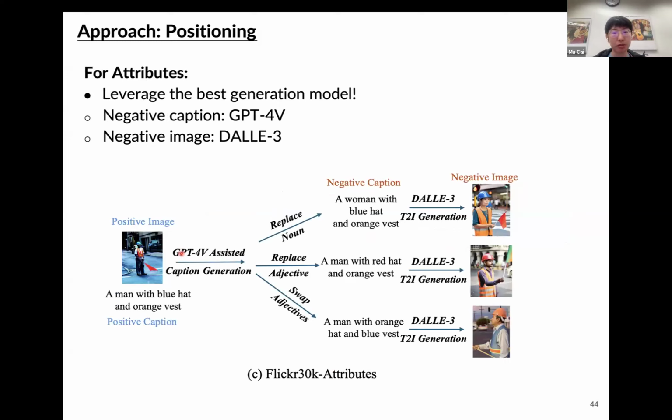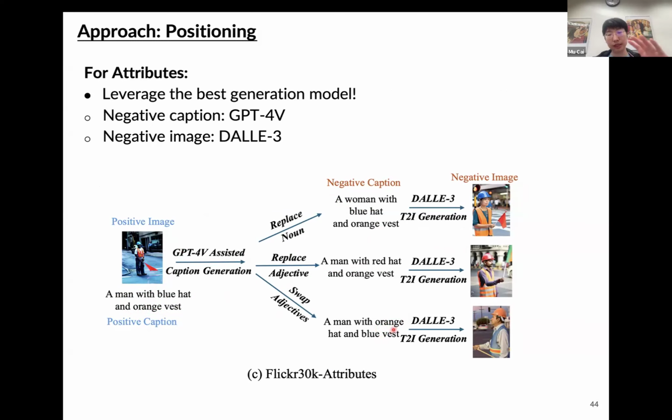What is semantic compositional reasoning? The model needs to distinguish the positive caption, for example, a man with blue hat and orange vest, from a negative caption, like we replace man with a woman, or we replace blue with red, or we just flip the adjectives such as orange and blue.